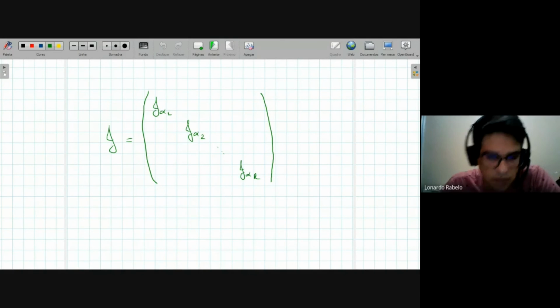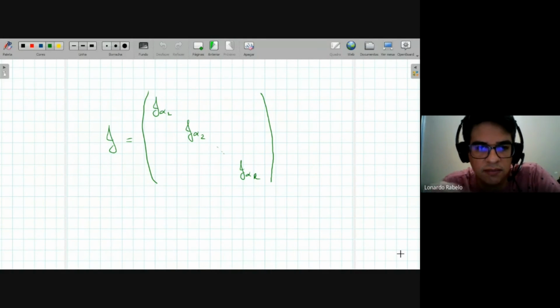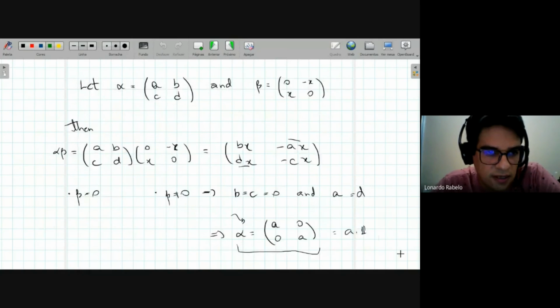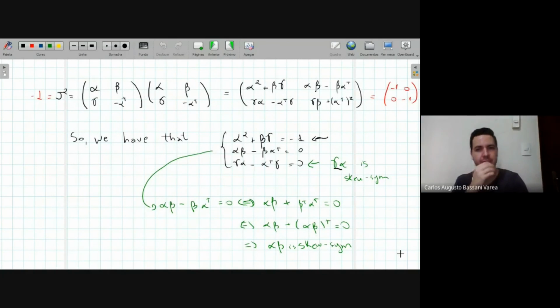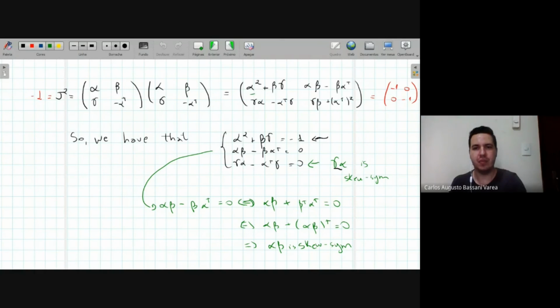I have only one question, but a simple question. We had there 4 equations about alpha squared plus beta gamma. The first one is equivalent with this one? Yes, this will be equivalent, because it's just the transpose of alpha. Right, transposing. Okay.